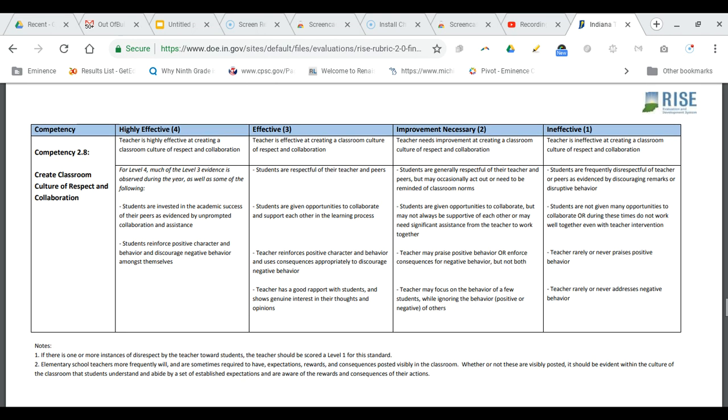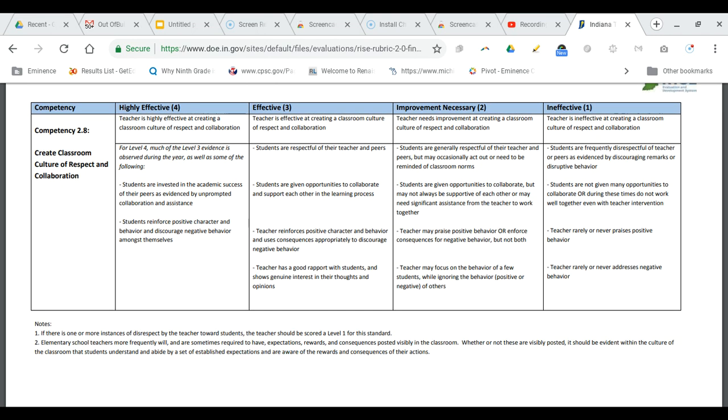2.8 is the idea of a classroom culture of respect and collaboration. Are the students supportive of each other? Are they respectful? Do they talk to and about each other nicely? Does the teacher talk that way about the students? That's very important. Again, to get highly effective, the students can't just be passengers on that. They have to kind of help drive that culture in the classroom.